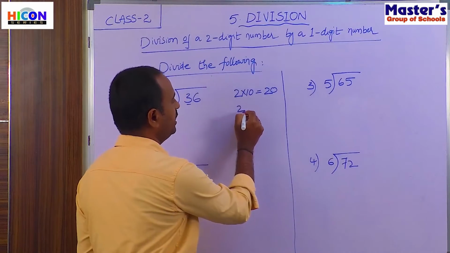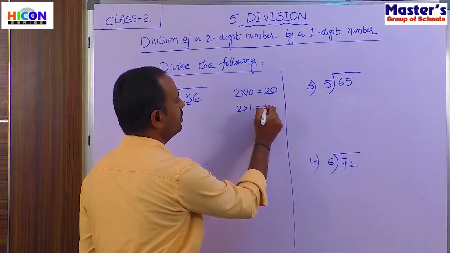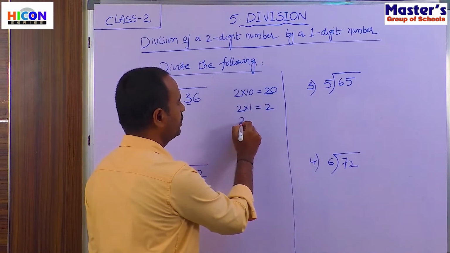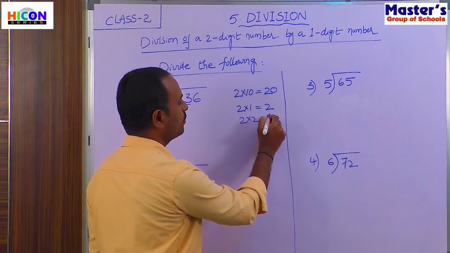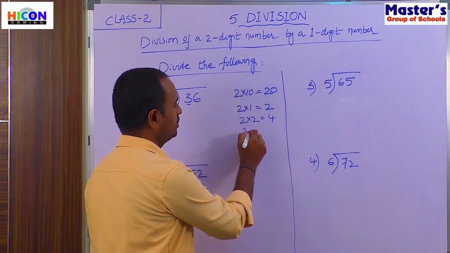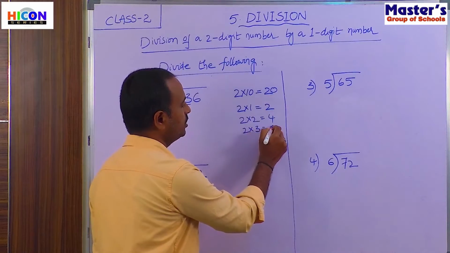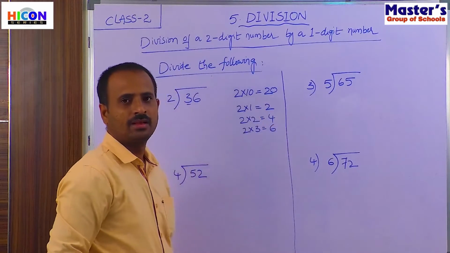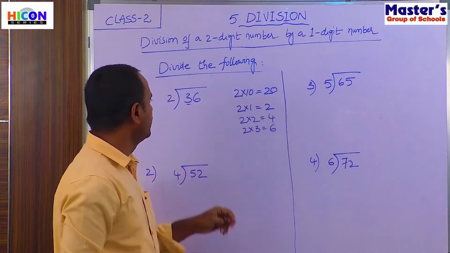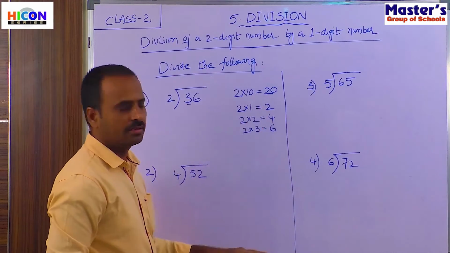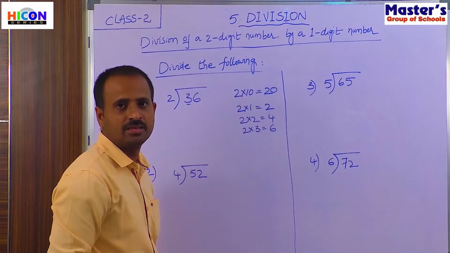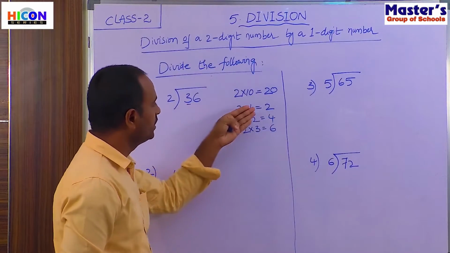If you take one time, that is 2 ones are 2. And now take 2 times. 2 twos are 4. And now take 3 times. That is 2 threes are, children, how much are 2 threes? 6. So in this way, children, if we see the second table, we did not get the number 3 here. The first is 2, the second one is 4 and the third one is 6. But we did not get the number 3 in the second table.